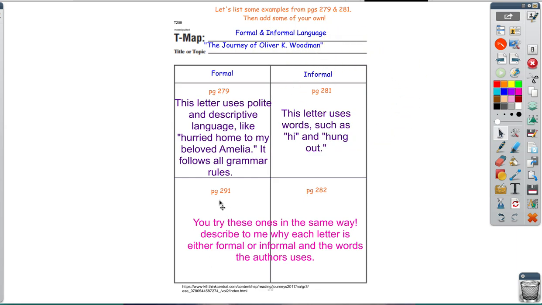Take a look at the letters on page 291 and 282. 291 is formal and 282 is informal. While you're reading them, jot down some examples of how they're either formal or informal. Tell me what words are being used. Tell me whether or not grammar was being followed. Tell me if they're just rattling on, off and off and on.